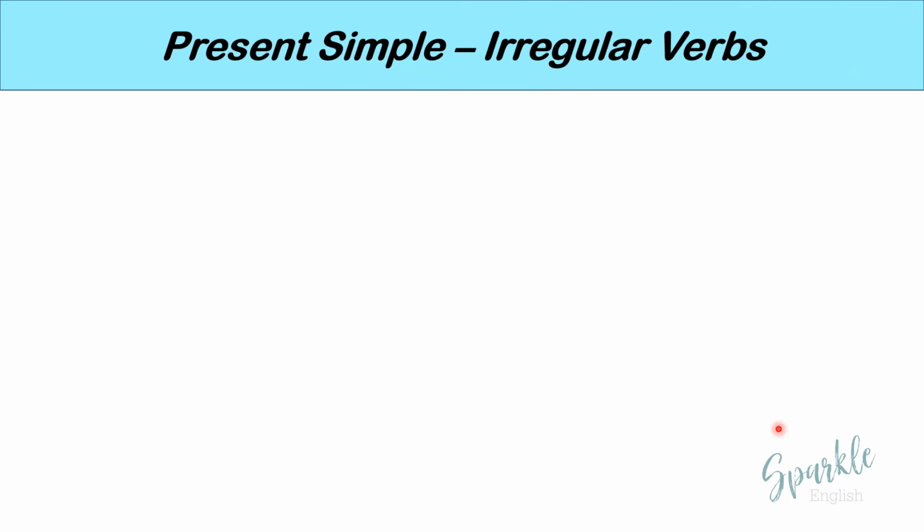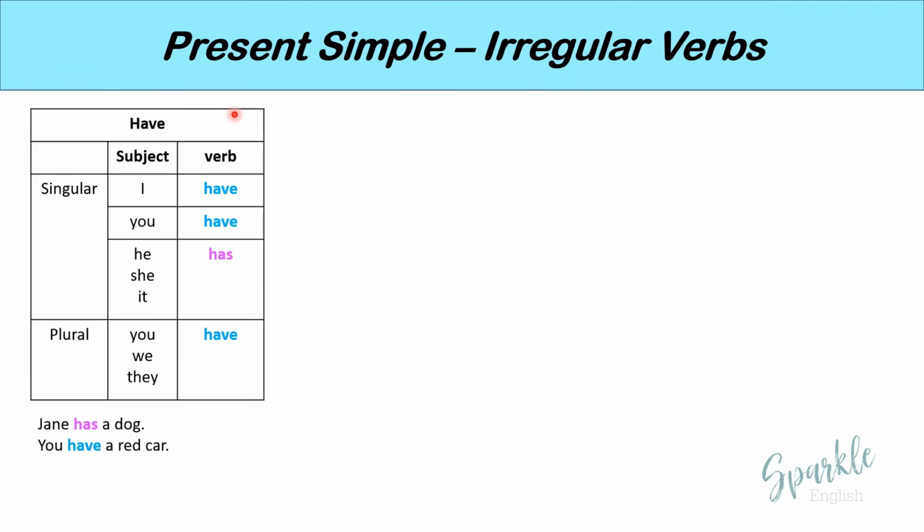In the present simple, we also have some irregular verbs. I have a video on the verb to be in the present simple, which I'll link to in the description below this video. One of the irregular verbs we have that you have to memorize is have. I have, you have, he, she, it has. You, we, they have. For example, Jane has a dog. Jane is a woman, so Jane is she. She has a dog. You have a red car.